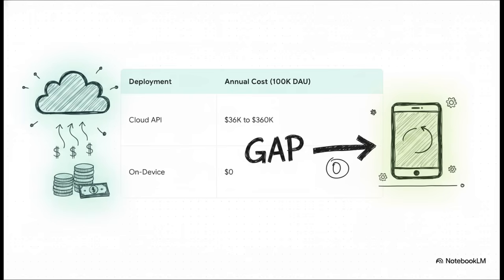Now, what's really interesting here is the stark financial reality when you hit enterprise scale. If you build an app with 100,000 daily active users and they each run just 5 queries a day, relying on cloud APIs is going to cost your company anywhere from $36,000 to over $360,000 every single year in recurring fees. Compare that to on-device deployment. Yes, it takes way more initial engineering investment to build and optimize it, but once it's deployed, your ongoing inference cost is exactly $0. That gap makes this one of the most consequential architecture decisions you will make.